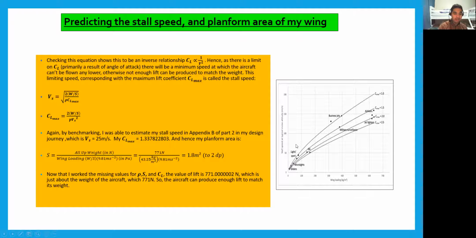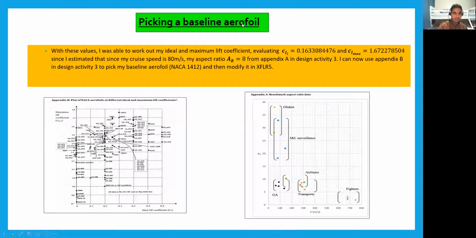Again, by benchmarking, I was able to estimate my stall speed, which is roughly 25 meters per second, and my maximum coefficient of lift is 1.3378, and my planform area is 1.82. And by substituting these parameters into the lift equation, the value of lift is 771 newtons, which balances the weight of the aircraft. Picking a baseline airfoil.